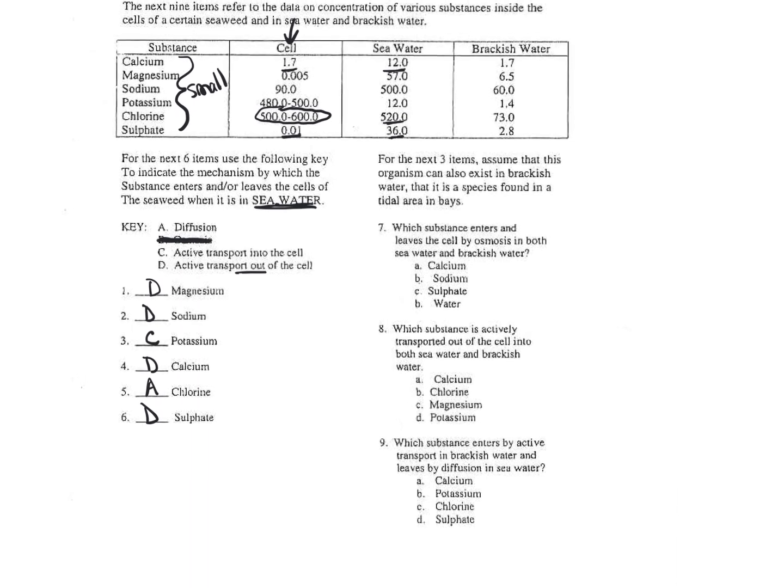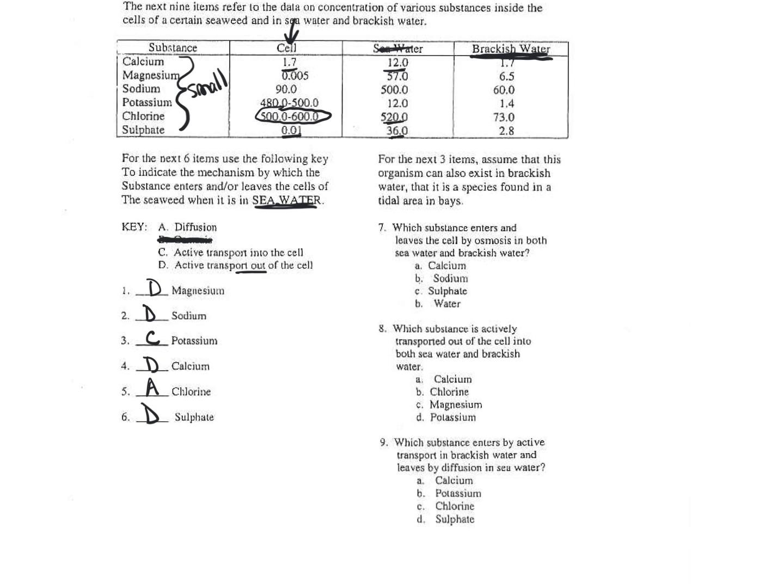And for the last three questions, we're looking at the cell not in seawater, but in brackish water, which is kind of a tidal zone. It's like a combination of seawater and freshwater together.